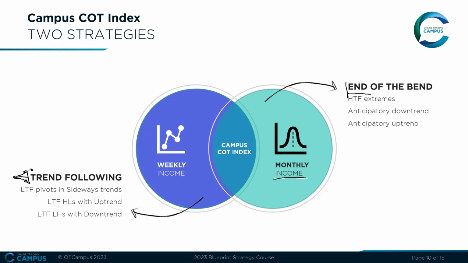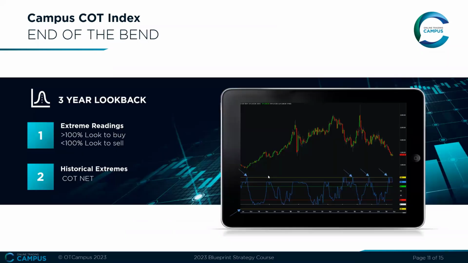So if they're high here and we're in an uptrend, and then all of a sudden the commercials are high here, then we're going to buy with that uptrend with those smaller extremes, let's call them. Okay, so there's two strategies. Trend following, where you look at smaller extremes, smaller cycles, and then there's the end of the band, the longer term kind of extremes.